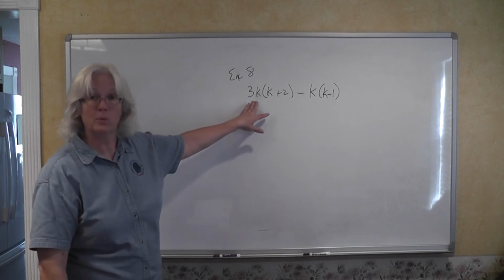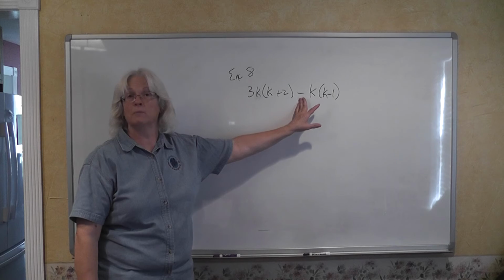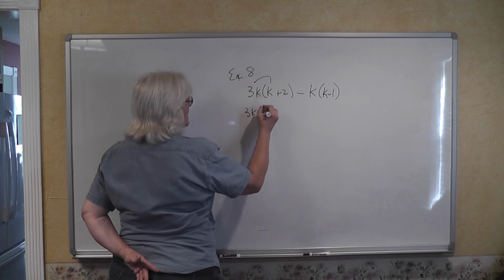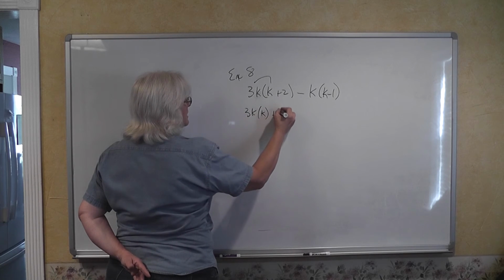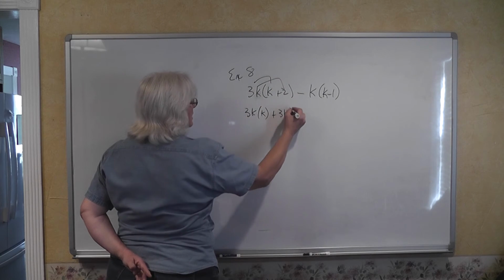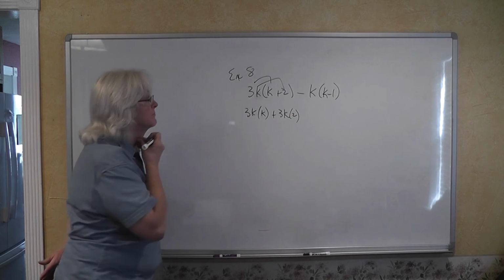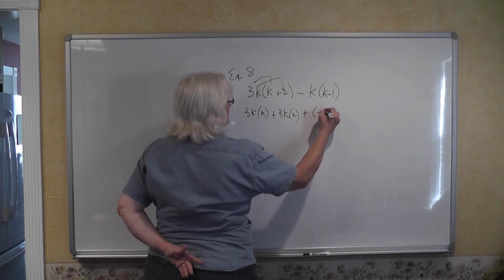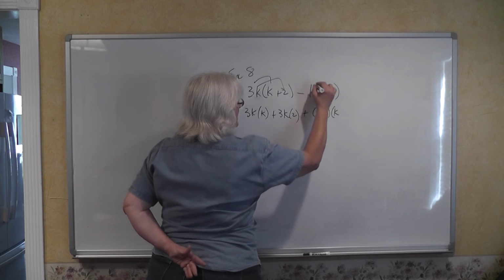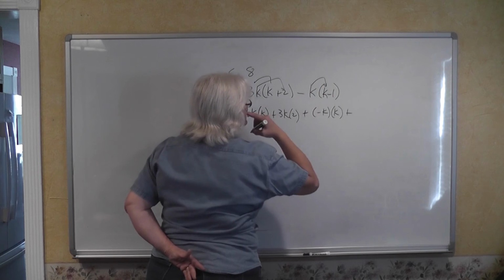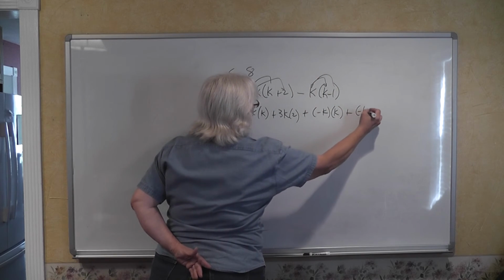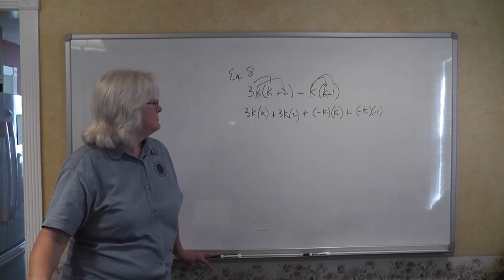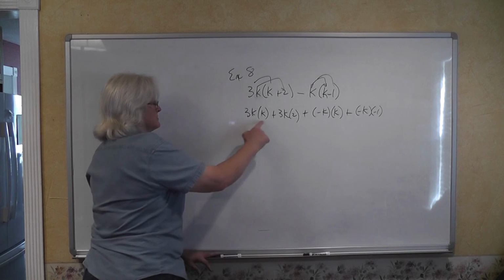We're multiplying by a variable, which is just fine. And here we're multiplying by a negative. We use the distributive property first. 3k times k plus 3k times 2. I'm going to multiply this plus a negative k times k plus a negative k times a negative 1. All right? K times k is k squared.